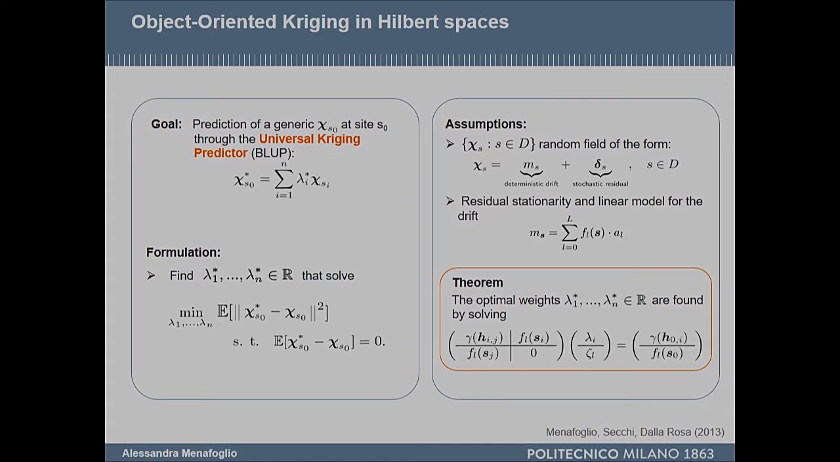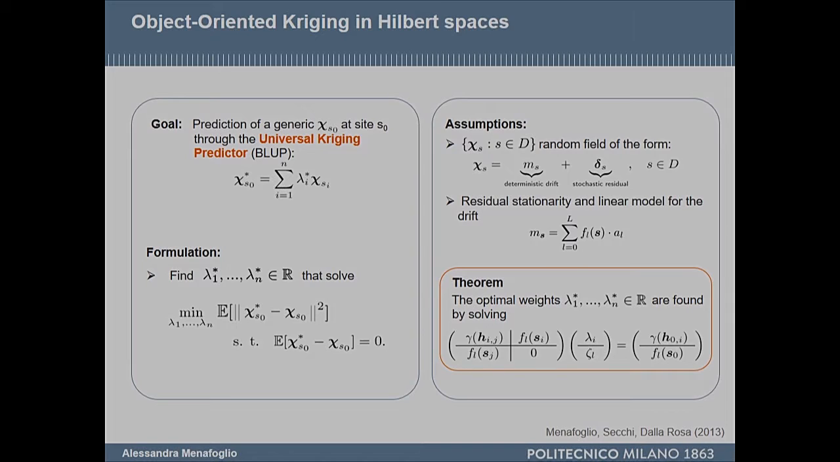Now this is the main result that allows for all the analysis that I will show from now on, under some assumptions that are really the same as in classical geostatistics. So in practice, what we do is to decouple the process in a deterministic term that is the mean and the stochastic residual, and then we assume a linear model for the mean.